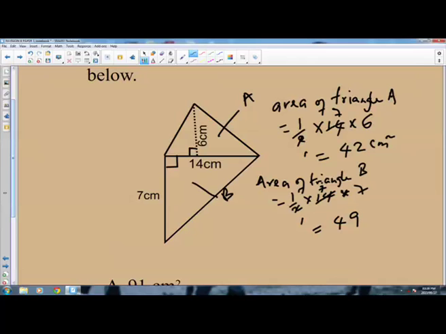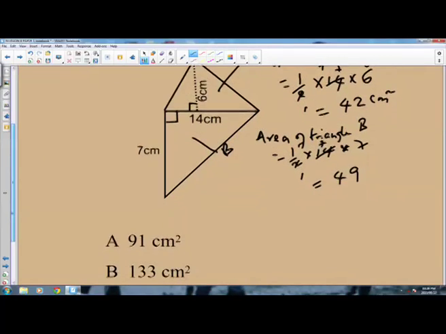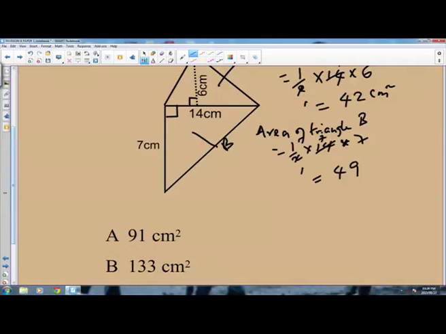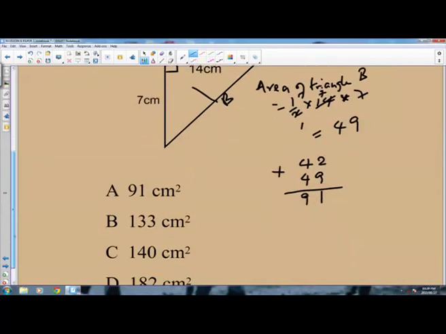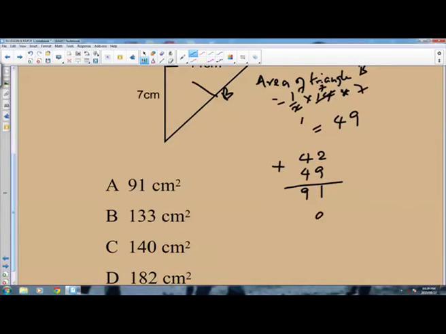Then the area of this figure will be 42 plus 49, because it says you are to find the area of the whole diagram here. So the area will be 42 plus 49. We are adding 2 plus 9, it's 1, carry 1, and then 4 plus 4 is 8, plus 1 is 9. So the area of the diagram is 91 centimeters squared.